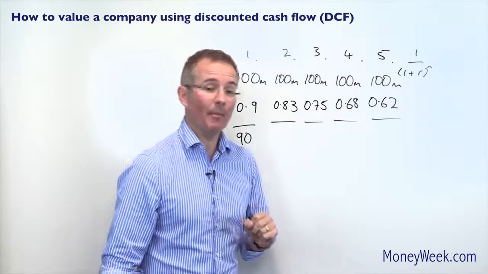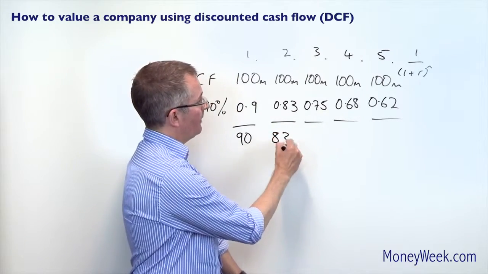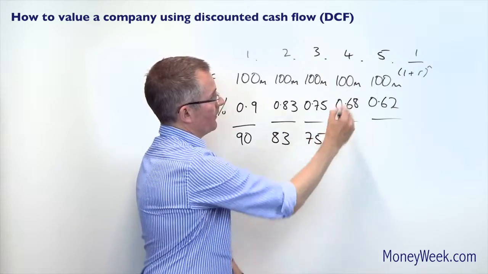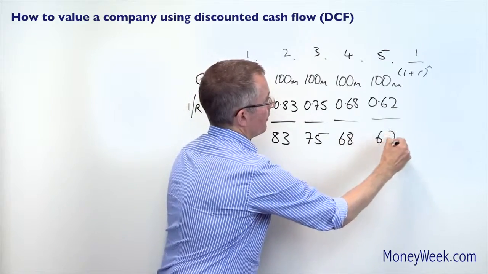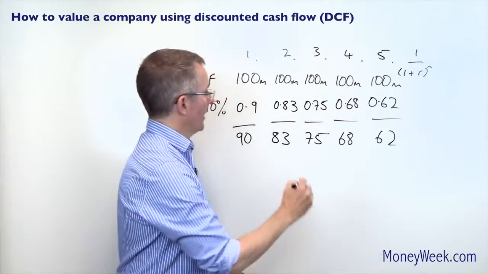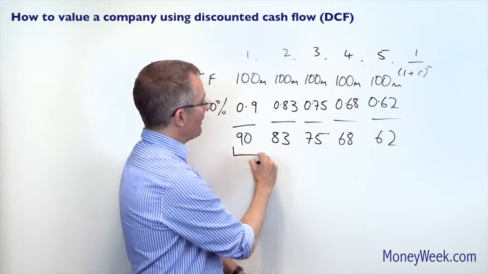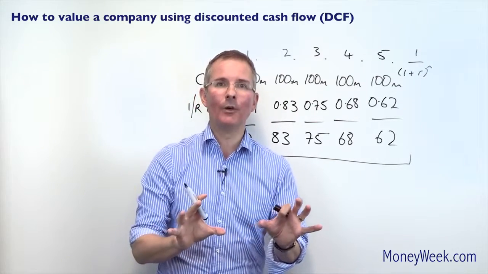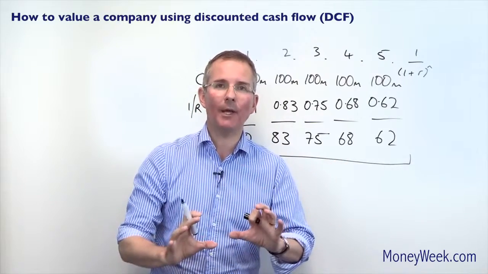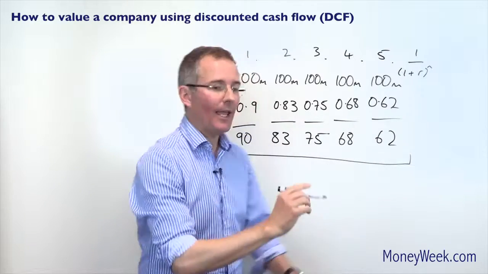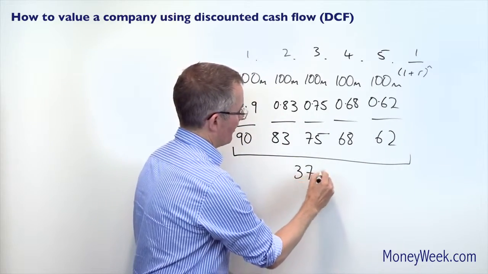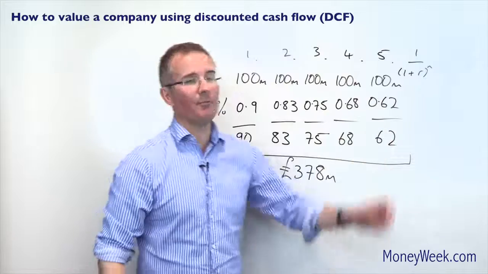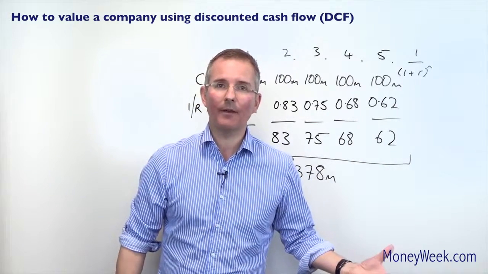I'll explain where I got that from in a moment, but it would reduce the second year's cash flow to more like 83. This is simply multiplying these out. 75, 68, and 62, all in millions, all in sterling, all right? And that means adding them all together, the, wait for the techie phrase here, net present value of those 5 years' cash flows in today's money if interest rates are 10% is roughly 378 million, not 500 million, which is what you get if you just added them all together, okay?